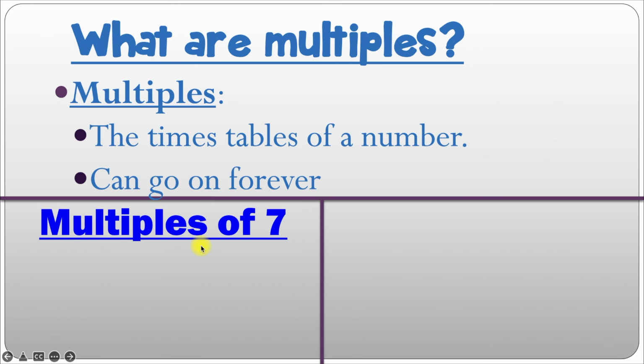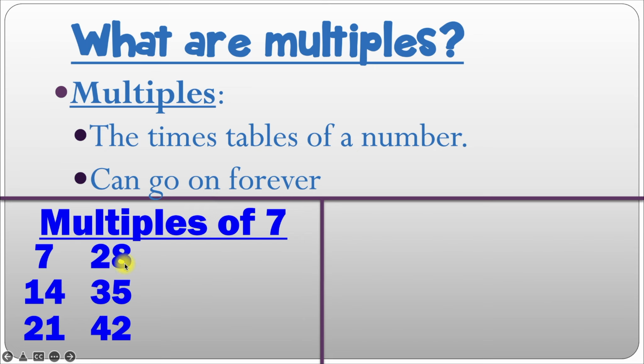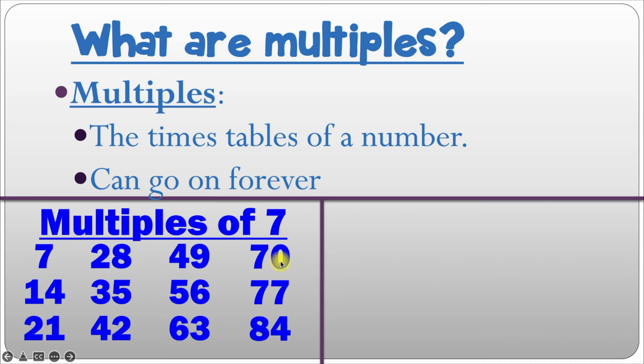And how about the multiples of 7? Remember, they're just the times tables of a number. So our 7's times tables are 7, 14, 21, 28, 35, 42, 49, 56, 63, 70, 77, and 84.